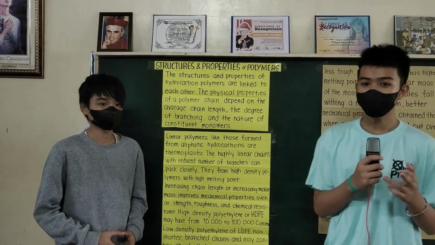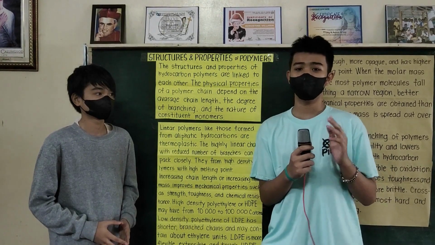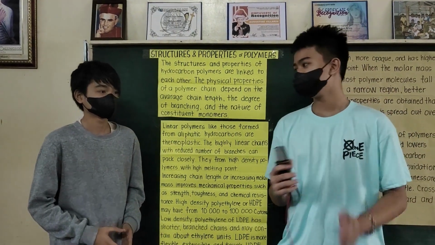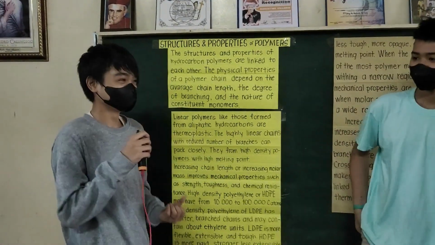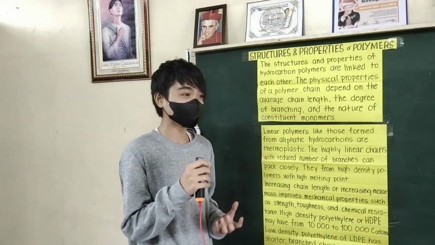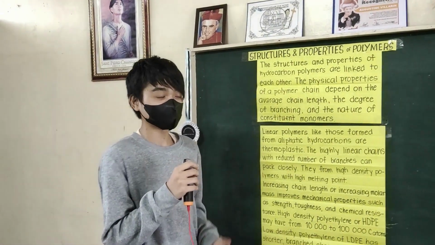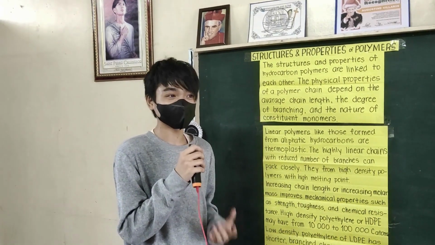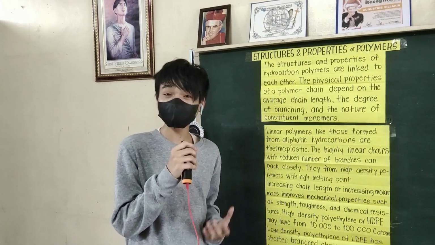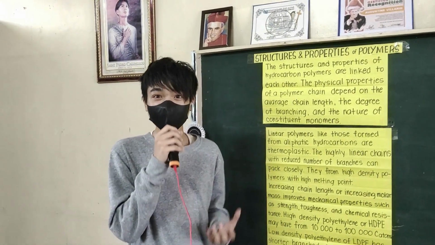Yes, now we're going to talk about the structures and properties of polymers. Hydrocarbon polymer structures and properties are linked. A polymer chain's physical characteristics are influenced by its average chain length, degree of branching, and type of component monomers. Thermoplastic linear polymers include those made from aliphatic hydrocarbons. Chains that are highly linear and have fewer branches can pack tightly. They produce high melting point and high density polymers.